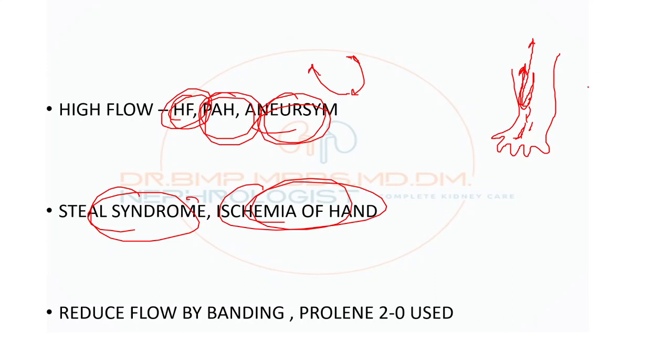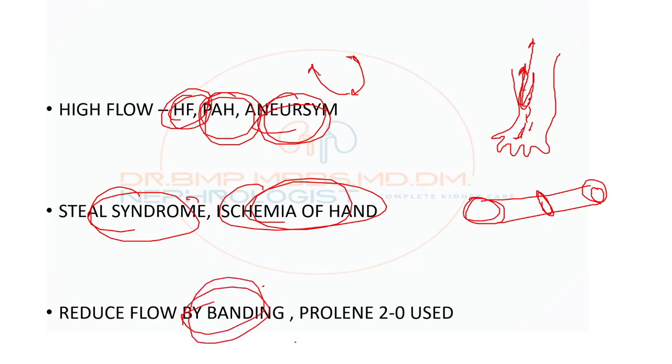So how to reduce the flow whenever there is high pressure? See, this is the lumen, this is the blood vessel. You reduce it by putting a band. That is called banding. Reduce the flow by banding. One point I mentioned: Proline 20 can be used to put the band.